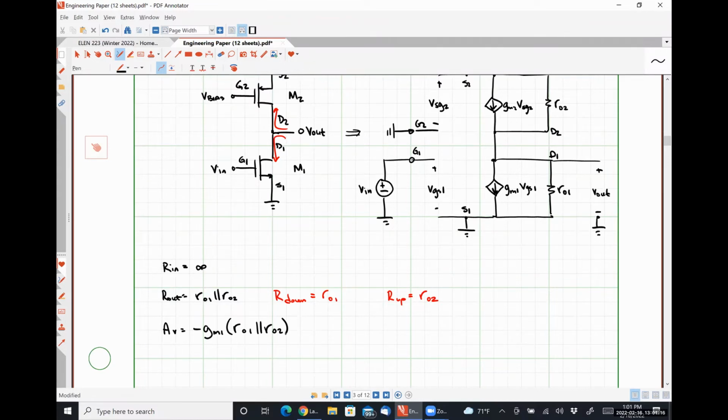How did you guys feel about this analysis? Pretty straightforward. I tend to agree, but we'll see what you guys say. All right. Another possibility here is to load our amplifier with a diode connected transistor instead of a resistance. Okay.